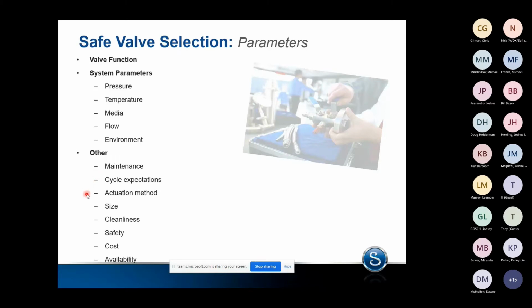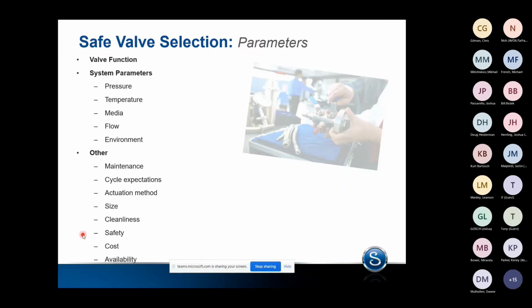How are you going to actuate the valve? What size is the valve? And this one, you could argue, would be up here as well. Is it 1/4 inch? Is it 3 inch? What's the cleanliness of the system, and therefore the cleanliness of the valve?